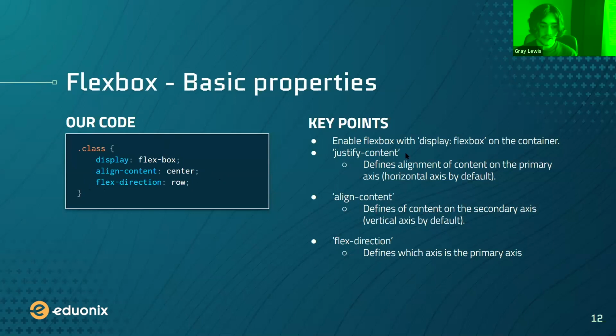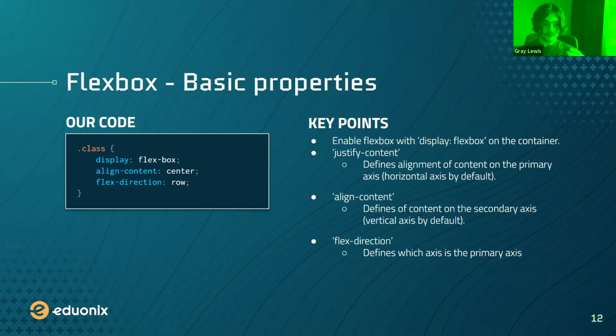We have justify content, or actually, let me explain one more thing. So any Flexbox is going to have two axes, right? We have a vertical axis and we have a horizontal axis. And in a Flexbox, we have to define which one of those axes is our primary axis. So in a column, the primary axis is the vertical axis. In a row, the primary axis is the horizontal axis. Makes a lot of sense, right?